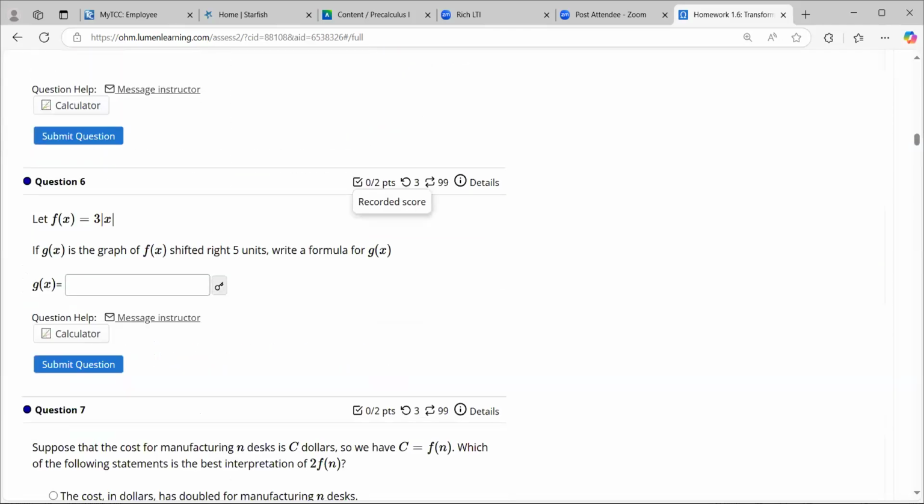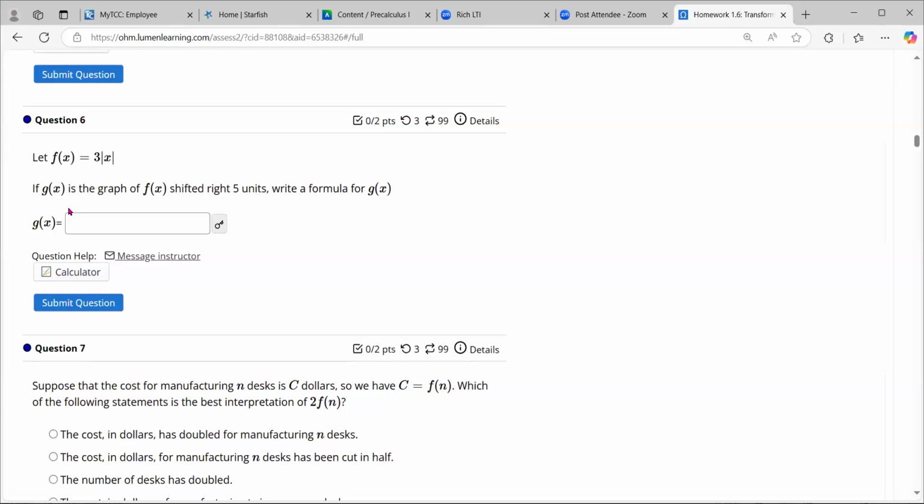Let's see. This one is different. g of x is the graph of f of x shifted right 5 units. Write a formula for g of x. So now we know the mother function is f of x. g of x is going to be the daughter function with a certain transformation. What is the transformation? We shift f to the right 5 units.